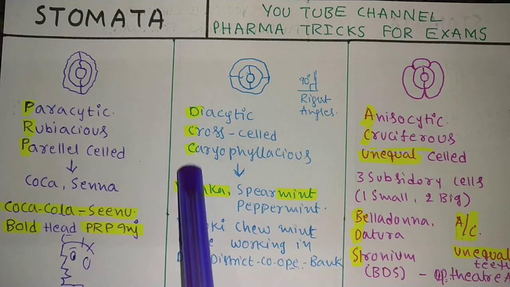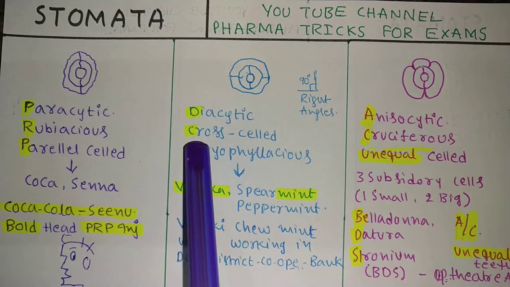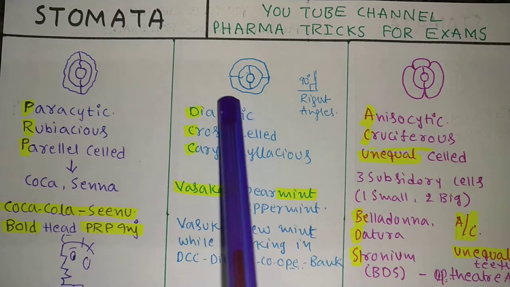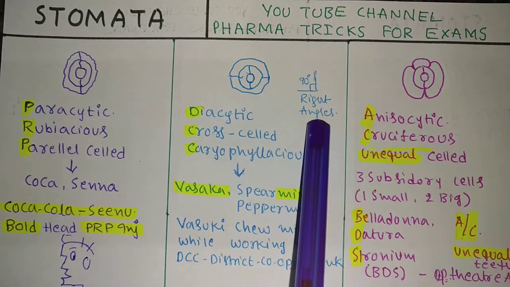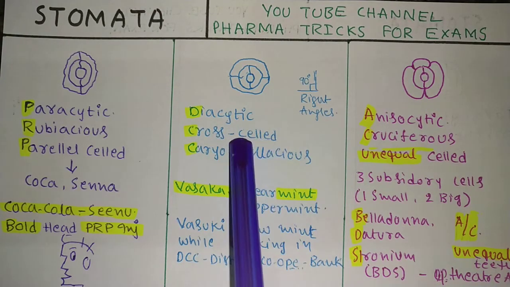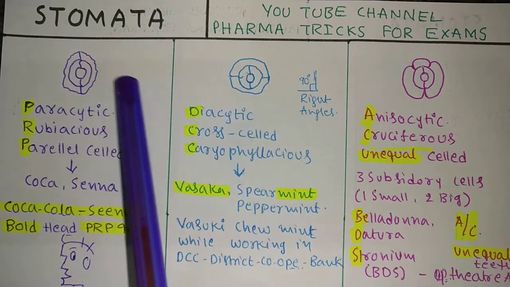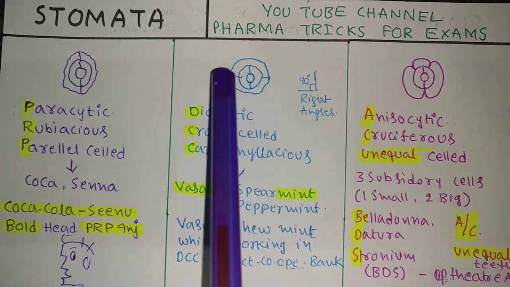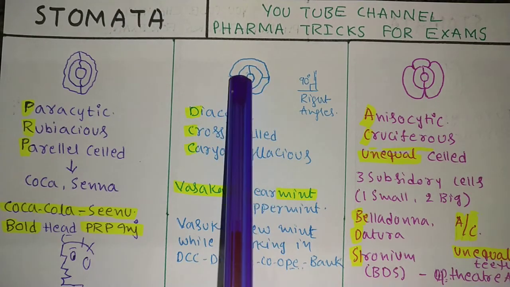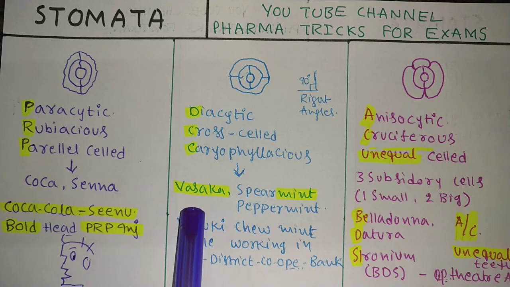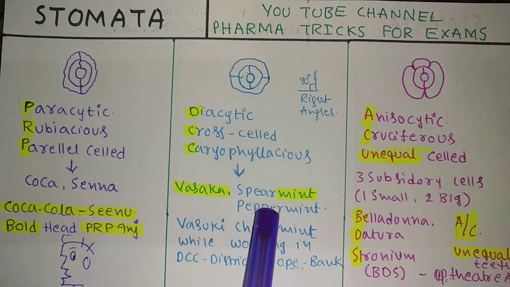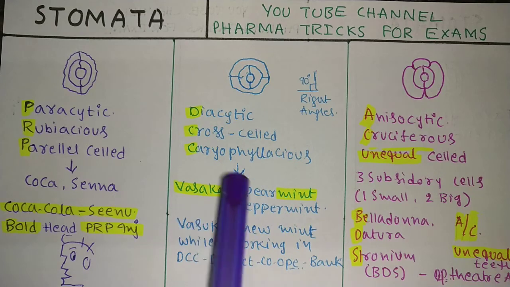Next, diacytic, cross-celled, caryophyllaceous. All are similar, synonyms. Here you see the right angle. That's why it is cross-celled. Observe these two, they are exactly 90 degrees. Cells at 90 degrees are diacytic, that is cross-celled. Examples are Vasaka leaf, spearmint leaves, peppermint leaves. These are the examples of this type of stomata. In the exams they will ask all these things.